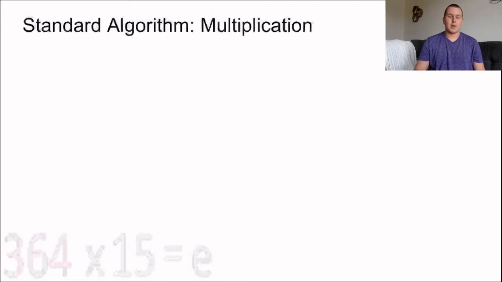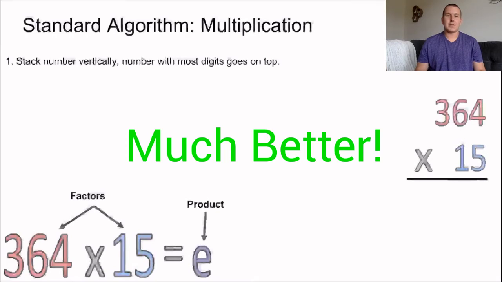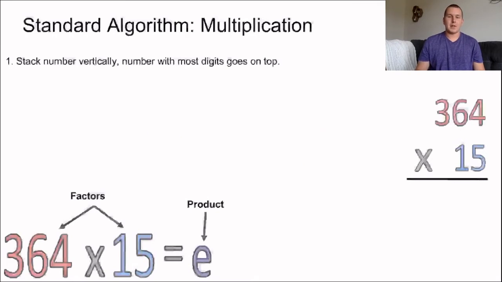So let's take a look at the steps that we're going to do to solve a tough equation like this. So step one, stack numbers vertically. The number with the most digits will go on top. So we're going to put 364 on the top and 15 on the bottom. If they have the same amount of digits, usually it's a rule of thumb to put the number that has the greater value on the top. But honestly, it doesn't really matter. You can do it either way. This is just an easier way to do it.